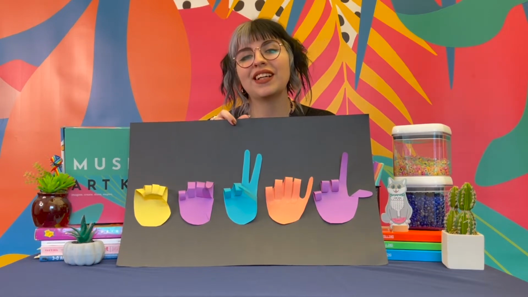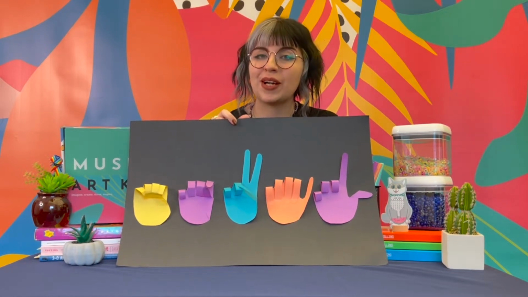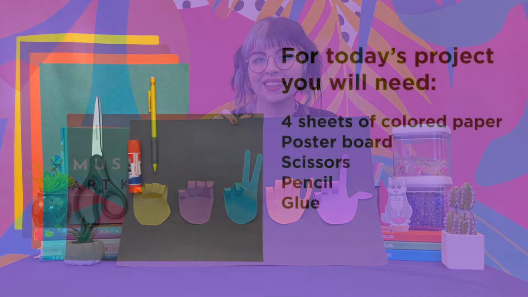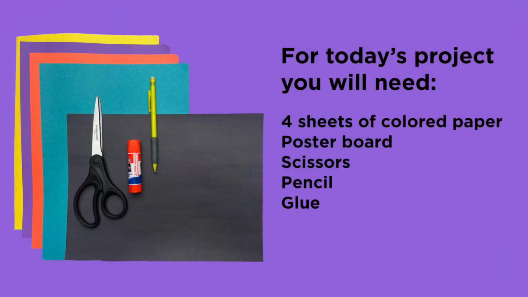Today we'll be making an American Sign Language poster inspired by Yoan Capote. For today's project, you will need 4 sheets of colored paper, poster board, scissors, a pencil, and glue.